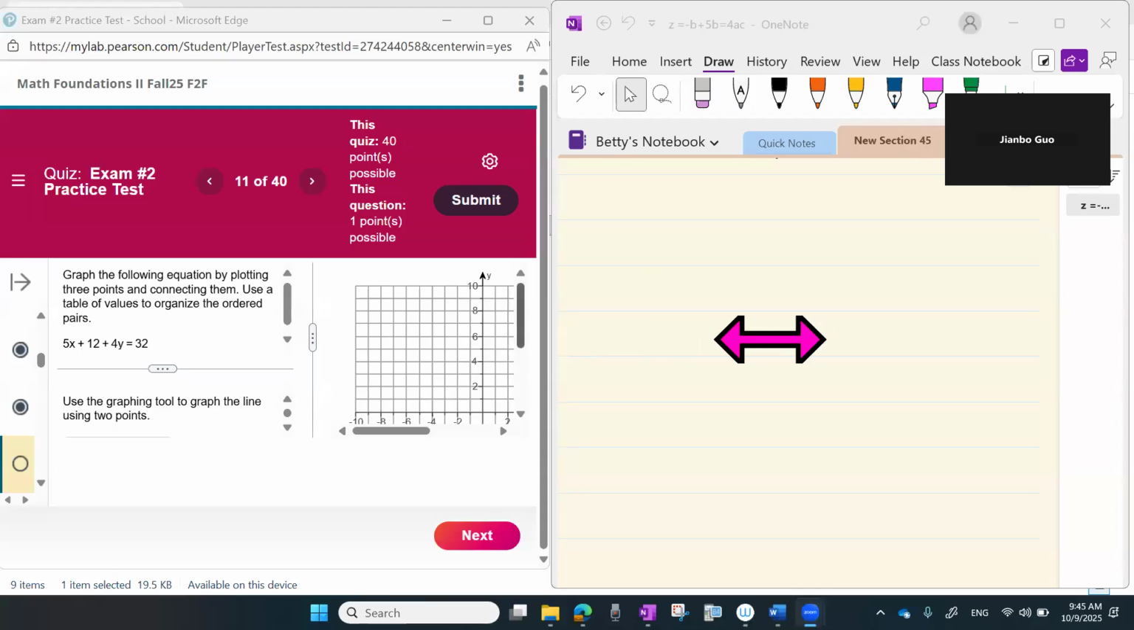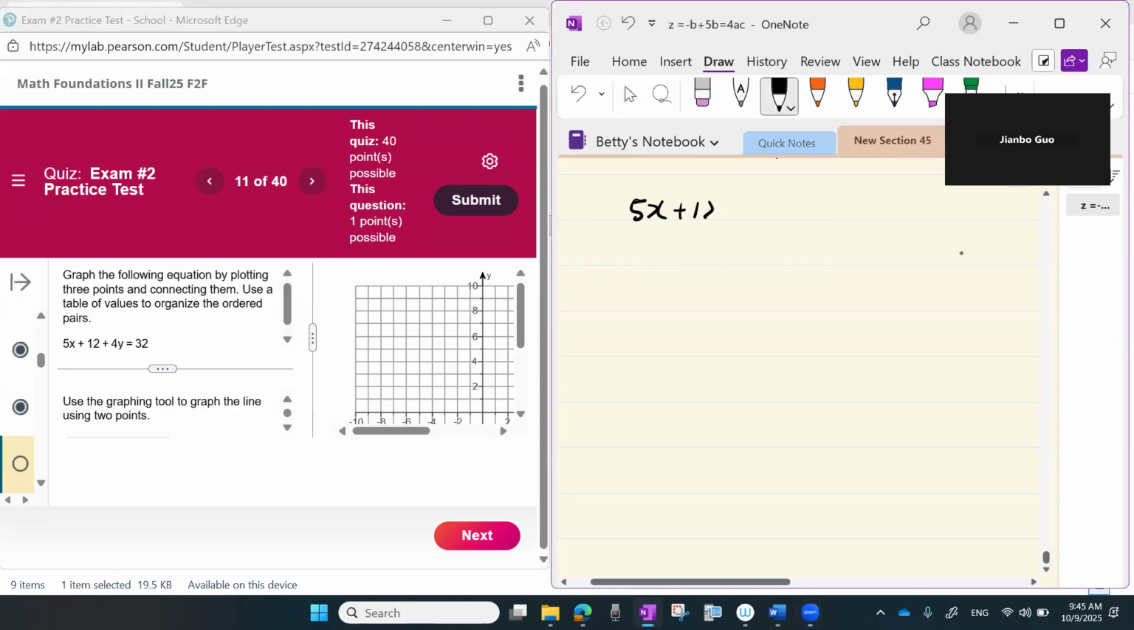Hello, class. We're going to continue working on review for exam 2, number 11. Graph the following equation by plotting 3 points and connecting them. Use a table of values to organize the ordered pairs. Let's look at the equation that is given. 5x plus 12 plus 4y equals 32.